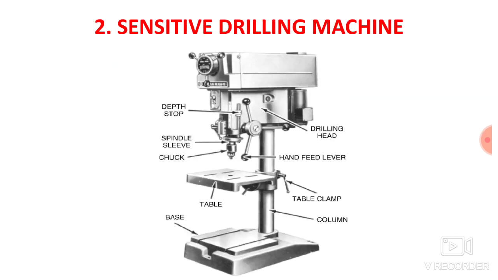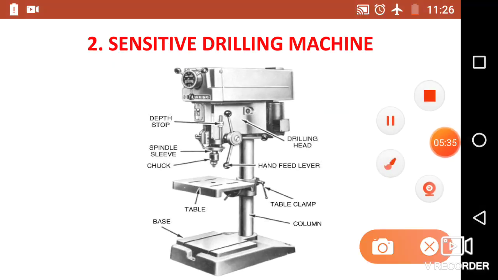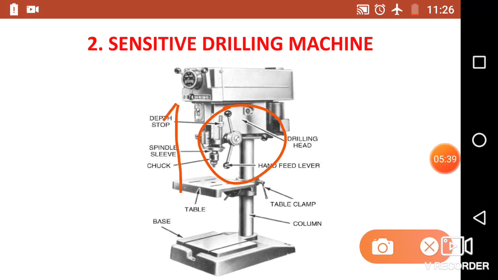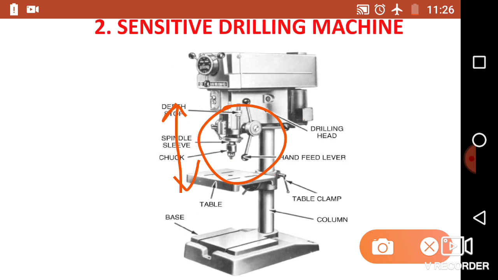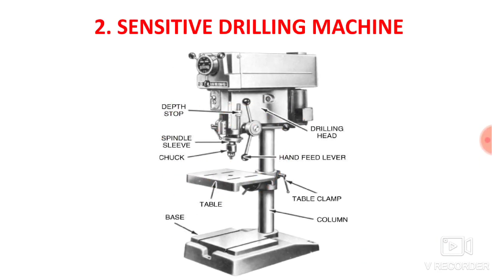So here you can see the image of a sensitive drilling machine. It has various handles. These are nothing but the handles with which you can control the linear movement of the spindle. Okay, and the operator has to control the linear movement, that is the up and down movement of the spindle, and that is why this type of machine is known as a sensitive drilling machine, because he can sense the movement of a drill bit at any instant.